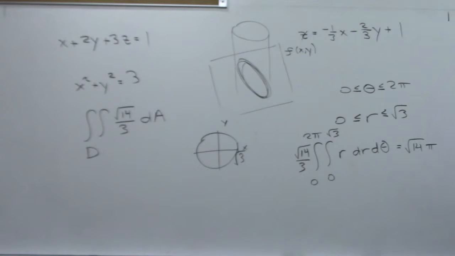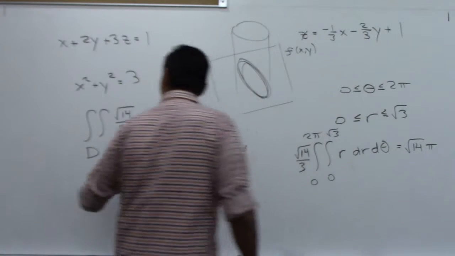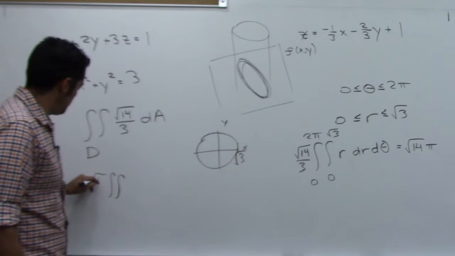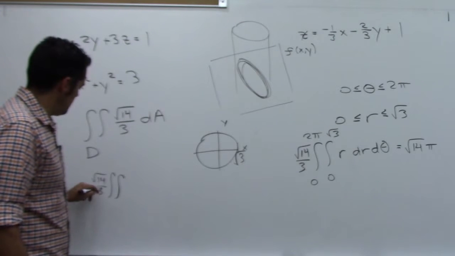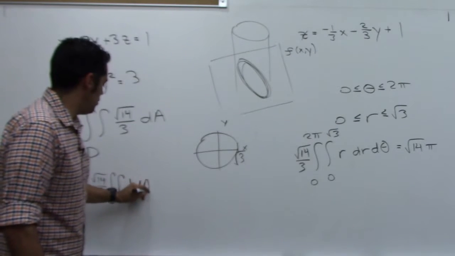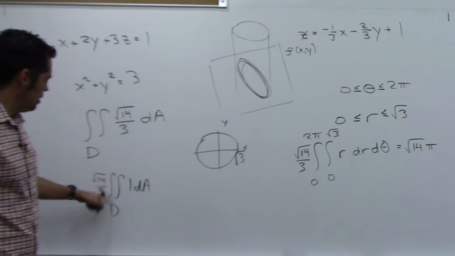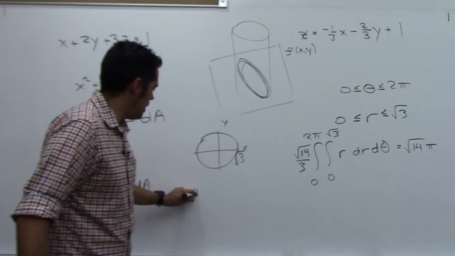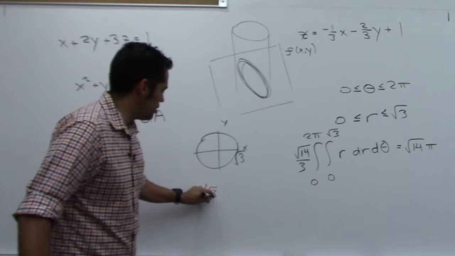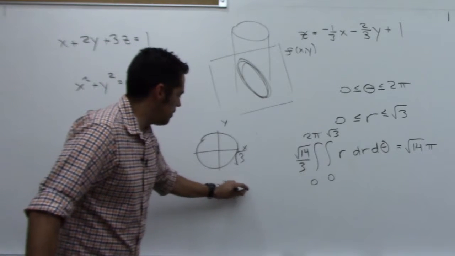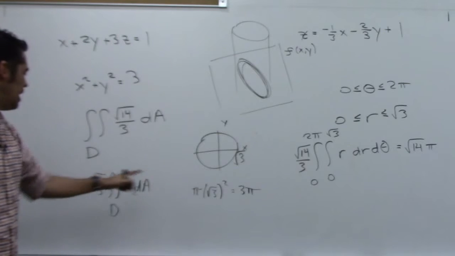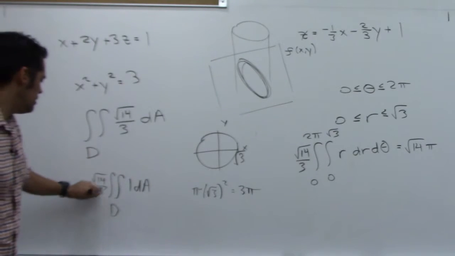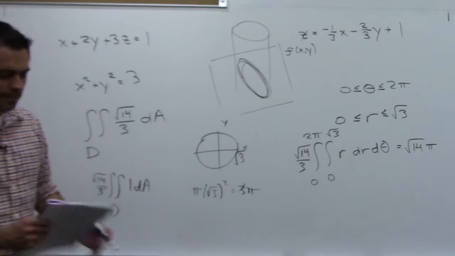Yeah, when we were back right here, I could pull the root 14 over 3 out, and then 1 dA, but what's the area of this region? Well, there's the region on the ground. The area of that is pi times the radius, root 3, squared, which is just 3 pi. And if I multiply that times this, the 3's cancel, and you just get the root 14 pi.